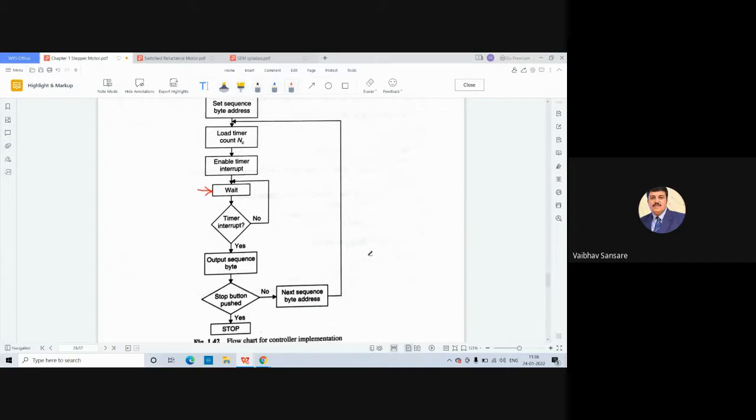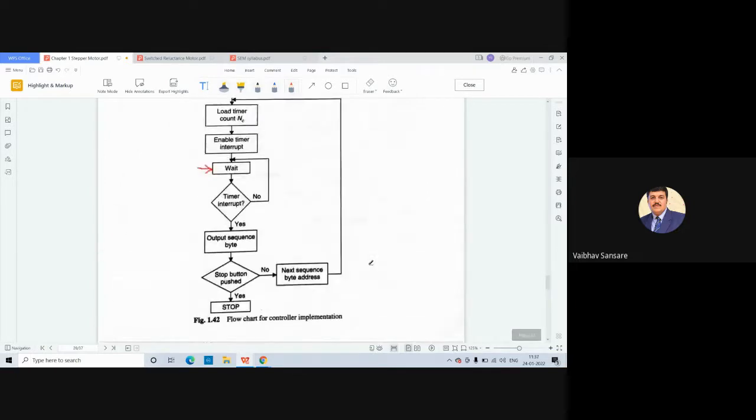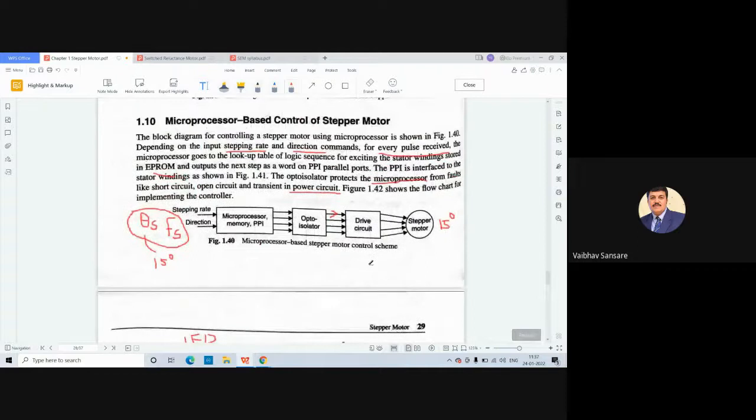Again, there will be certain modifications in this particular flow chart depending upon the programmer. Depending upon what program we feed in the microcontroller, there will be certain changes in this flow chart. According to this flow chart and the program which is burned on this microcontroller chip, the microcontroller generates the desired logic sequence which excites the stator winding of a stepper motor.